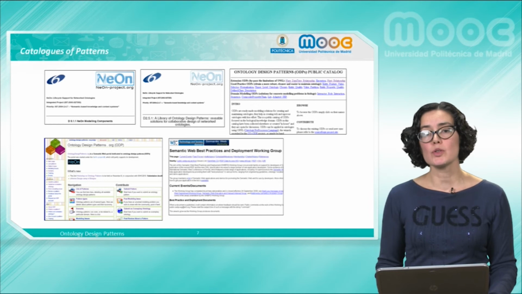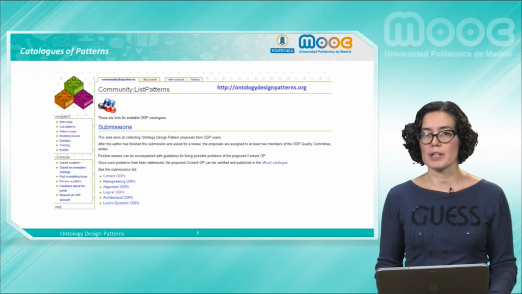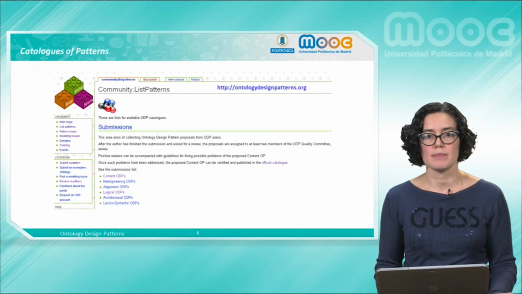If we need to use ontological patterns during the conceptualization of the ontology, we can use catalogs and pattern repositories such as the one proposed in the NEON project. One of the catalogs of patterns that can be used is ontologydesignpatterns.org, which consists of a repository of ontological patterns of different types. This catalog also includes a semantic wiki for description, discussion, evaluation, and certification of patterns.